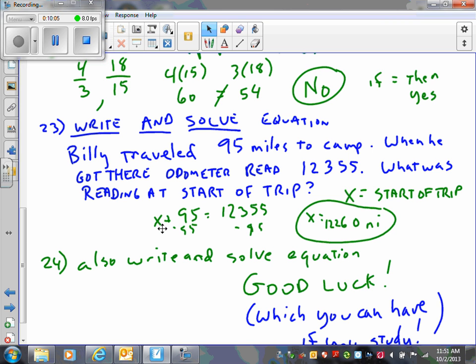Well, we don't know the reading at the start of the trip. That's X, start of the trip. So X plus the 95 that he went to camp equals the 12,355. So then to figure out what the odometer was at the beginning of the trip, we subtract 95 from both sides. We get X equals 12,160 miles. It's a unit, you better have it.